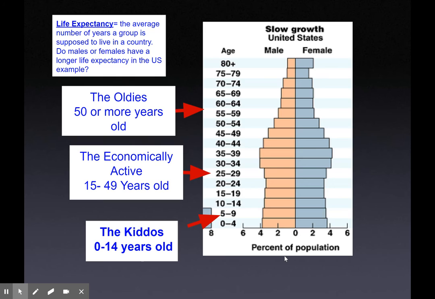Typically, when you're looking at nations, you just say one number. So say, this is totally random, the life expectancy in Japan is 84. That would mean on average, that's how long someone would live for.